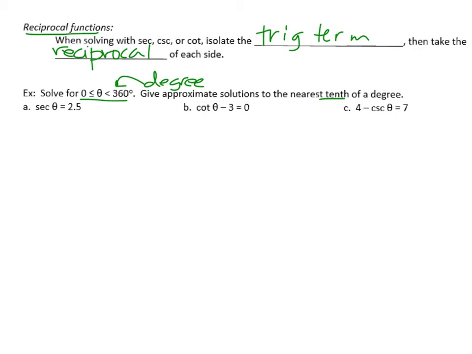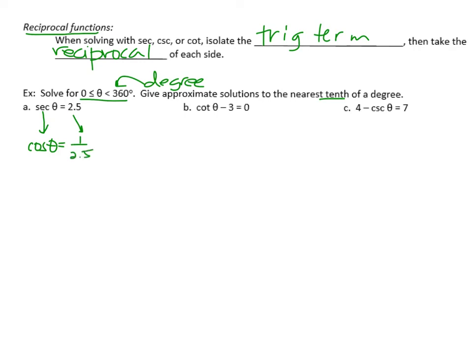Here's what we do. We don't write the definition for secant. We're not going to write it as 1 over cosine. We're just going to take the reciprocal of each side. The reciprocal of secant is cosine. And the reciprocal of 2.5 is 1 over 2.5. That's all you have to do.